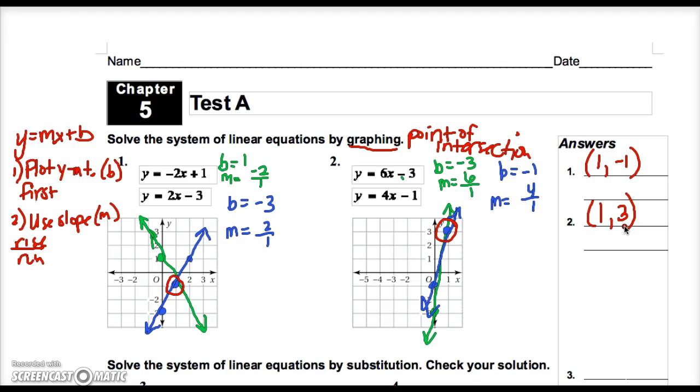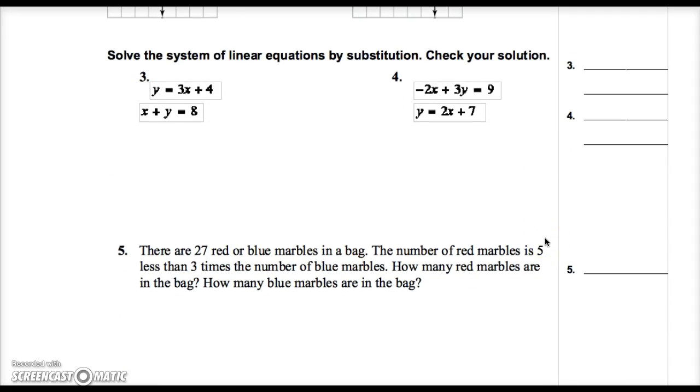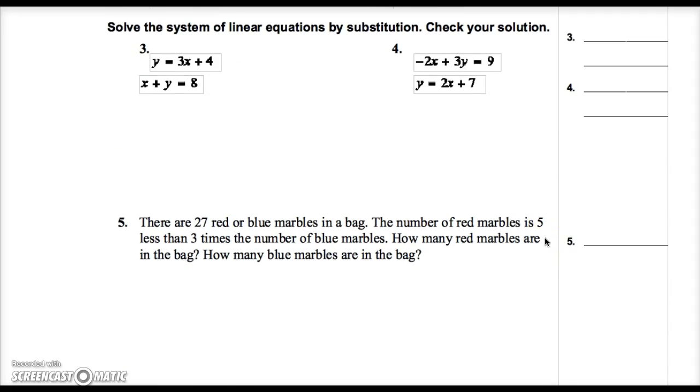Now, moving down to numbers 3 and 4, it says solve the system by substitution. Solve it by substitution, okay? So remember with substitution, we're going to take what something equals and just replace it up in the equation. So number 3. I have y equals 3x plus 4 and x plus y equals 8.